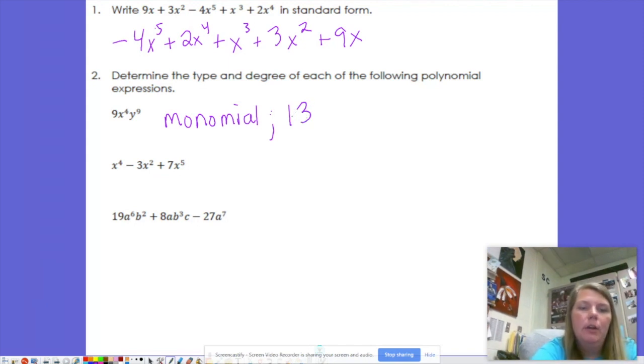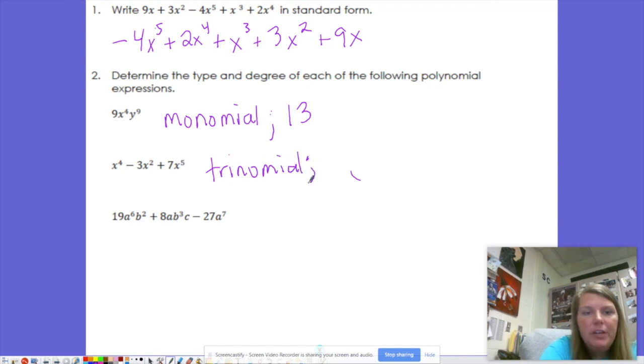The second one, there are 3 terms separated by addition or subtraction, so that 3 would be trinomial. And we just take the highest exponent here, and that would be a 5, of degree 5. And the last one also has 3 terms, and that would be a trinomial.